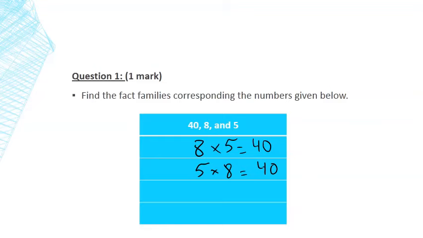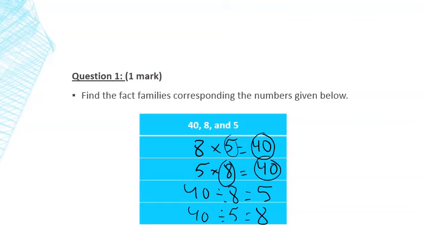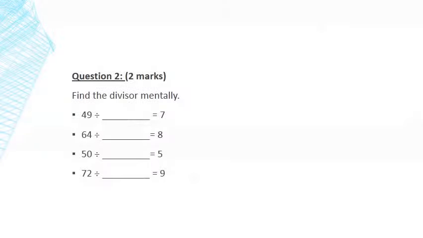And what about division? 40 divided by 8 is equal to 5. And 40 divided by 5 is equal to 8. Now, Reem, question number 2.